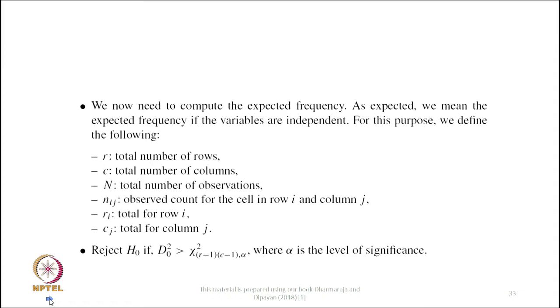In detail, let me explain the meaning of R, the meaning of C, and the total number of observations, which I denote as capital N. You can think of a small n also; no need to confuse this capital N with the population size. Nij is the observed count for the cell in the ith row and the jth column, whereas Ri and Cj are the totals for rows and columns respectively.